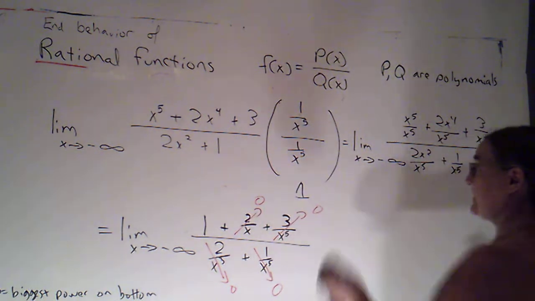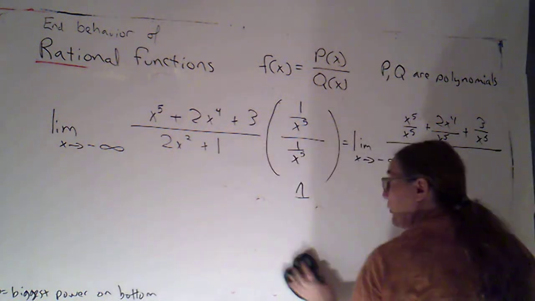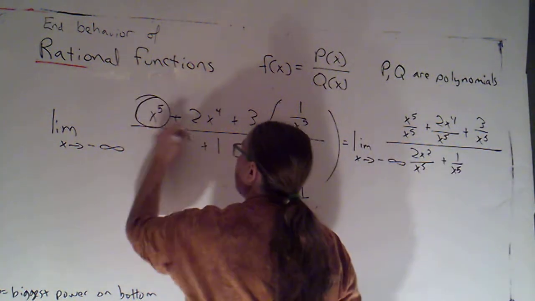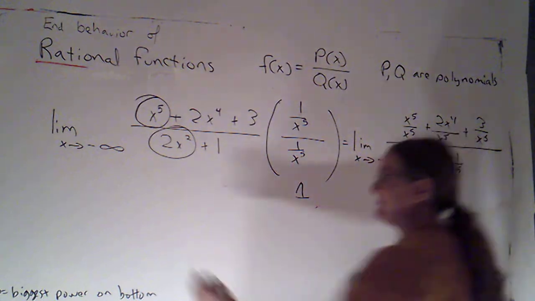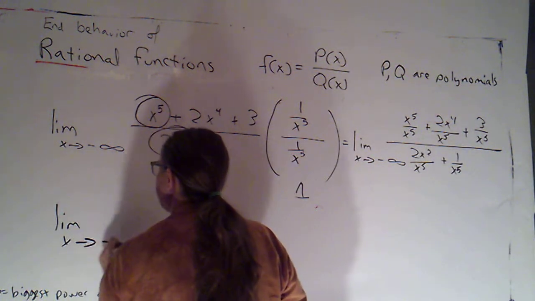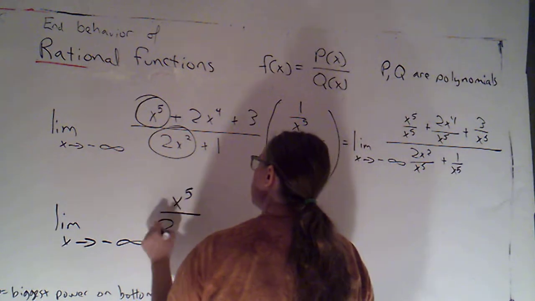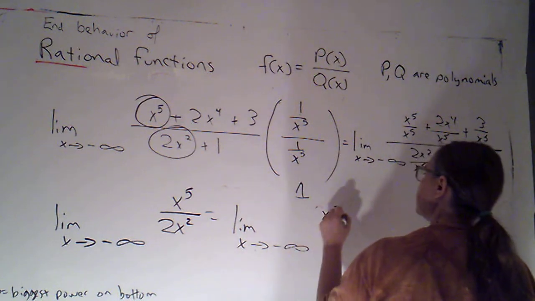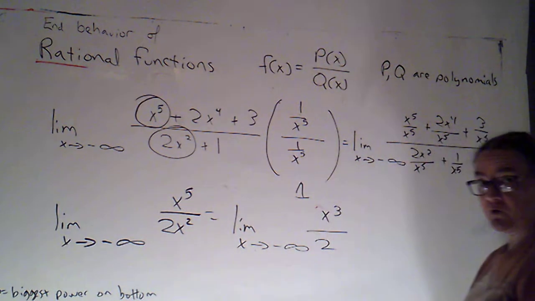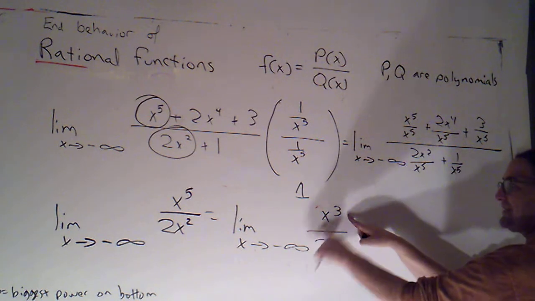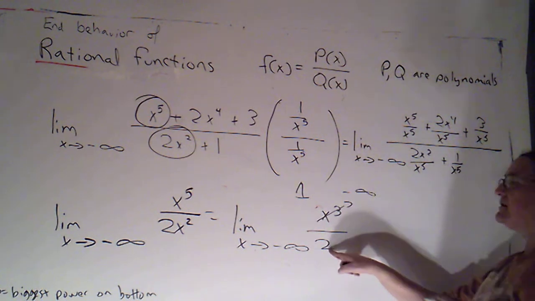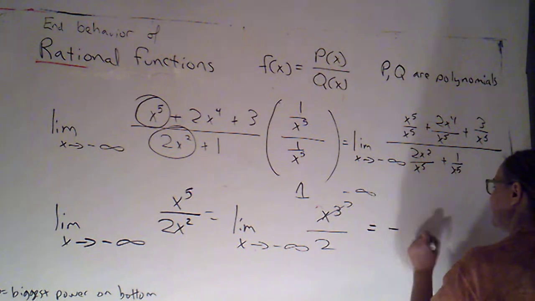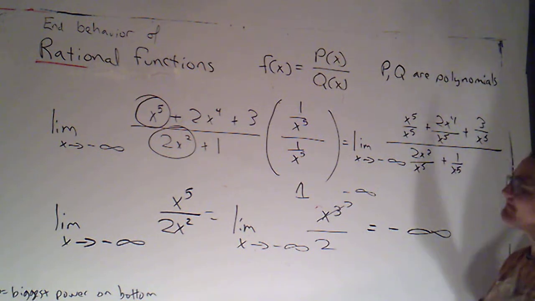Okay, excellent. So when we used the biggest power on bottom, we got negative infinity, if you remember. Let's actually just take a look real quickly and check our work by using the shortcut. Limit as x goes to negative infinity, if I just take the fraction of the lead terms, this becomes the limit as x goes to negative infinity of x cubed over 2. X cubed is going to be going off to negative infinity. Dividing by a positive number, it's still going to be big, and that won't change the sign, so we get negative infinity. Nice to see.